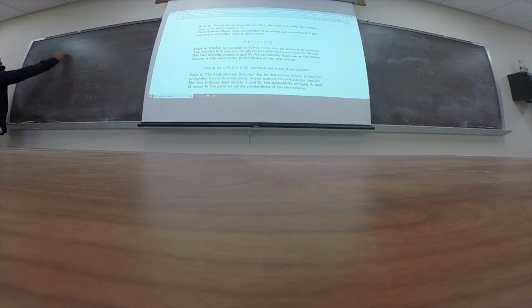Disjoint. You got event A, you got event B. They can't happen at the same time. Does that make sense? So you can't flip a heads on one flip and have also flipped a tails on that same flip. Does that make sense?